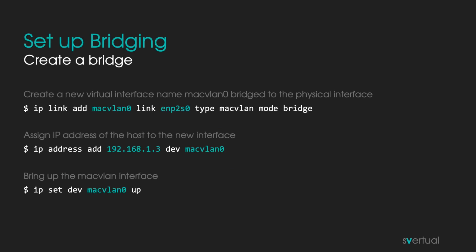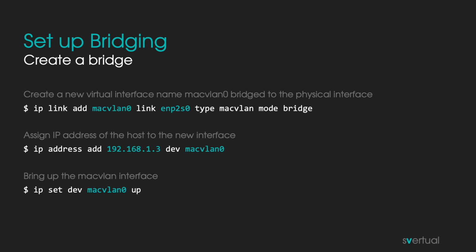The first step in setting up bridging is to create a bridge. To do this, we use the ip command, and this time the ip command must be issued as root. We will create a new virtual interface with the name macvlan0 that is bridged to the physical interface, and the command is shown below. The name macvlan adheres to the convention of naming interfaces in Linux.